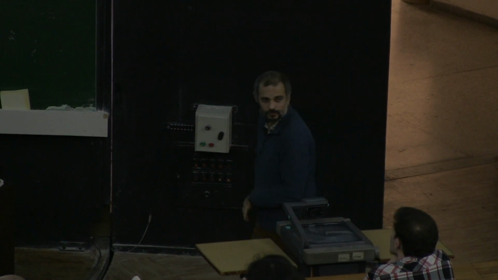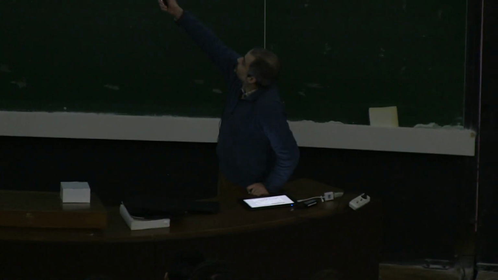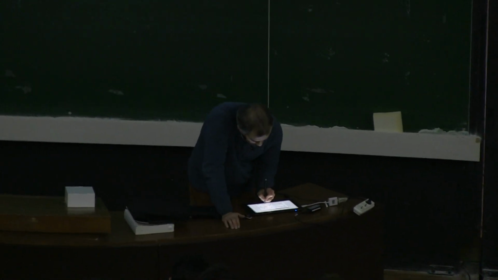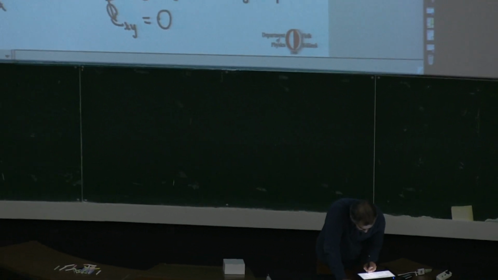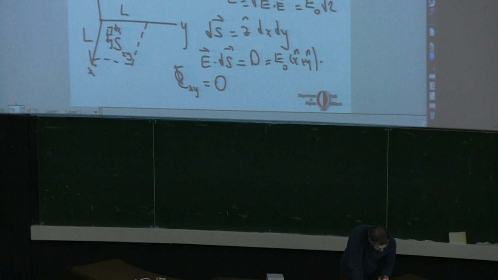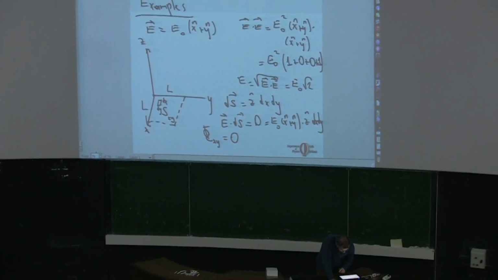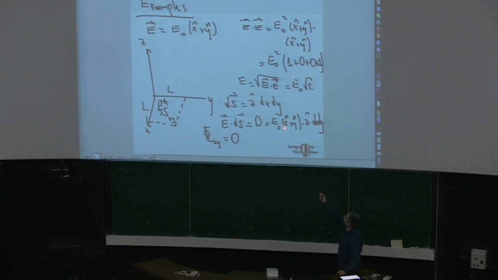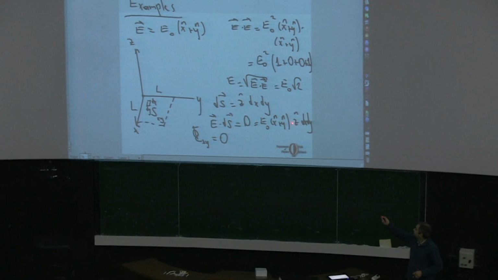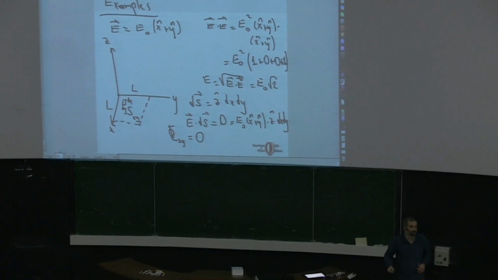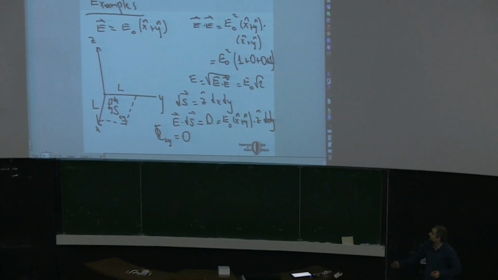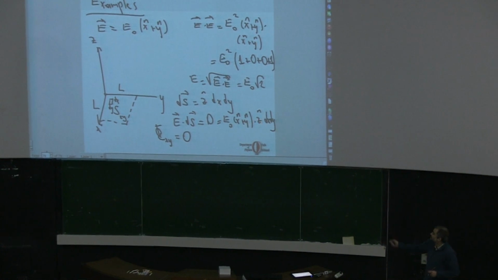E dot ds is equal to 0. Let's see, what is our electric field? It's given over here. And ds, we just said that this is z hat dx dy. The scalar product of these two vectors is 0. Because you see, x hat scalar product with z hat is 0. They are two perpendicular vectors. Similarly, y hat times z hat is 0.